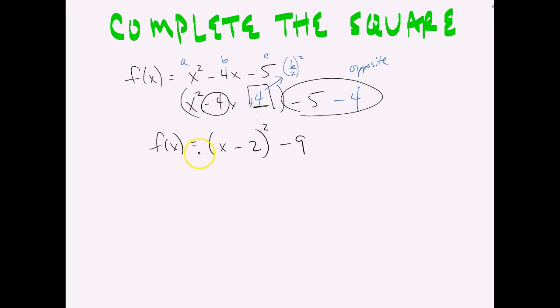Now, sometimes it's equal to y or f of x. The reason you do this, there's really no telling. You might have been asked to find the vertex, and if you were looking for the vertex, it would be the opposite of what's in the parentheses, and then exactly what is at the back. So notice I changed the minus 2 to a 2, but I kept the minus 9 a minus 9.